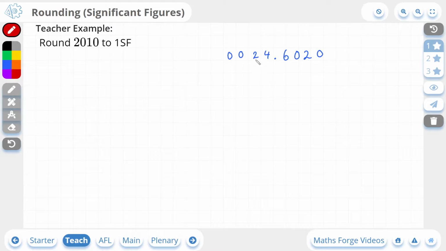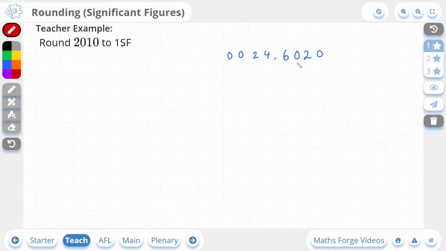How about if I remove this 2 here? If I remove this 2, the number ends up reading as 4.602. So it used to be read as 24.602, but now it's read as 4.602. So the value of the entire number has changed. So this 2 here is significant. If we remove it, it will change the value of the entire number.